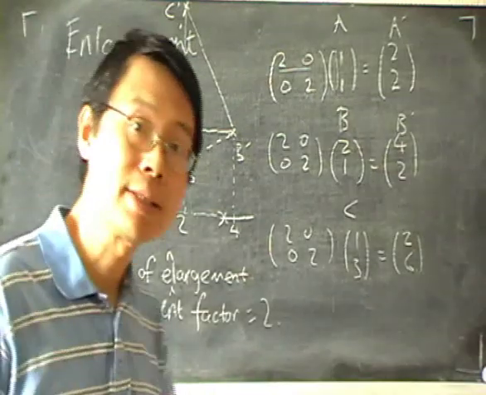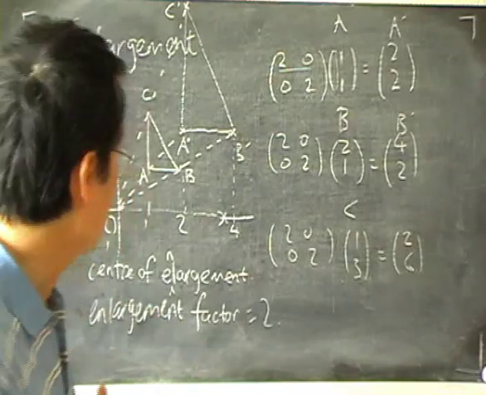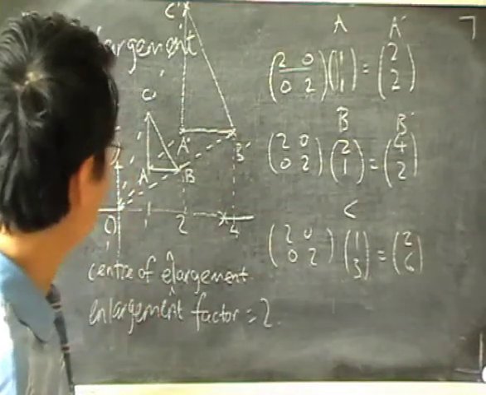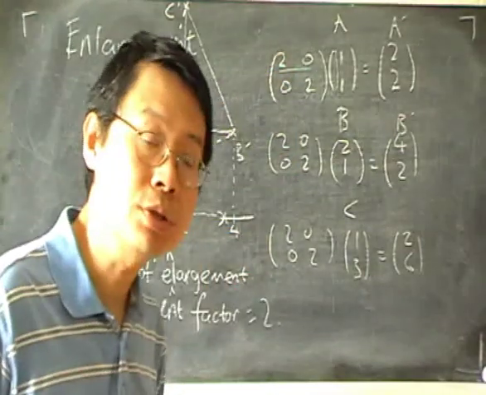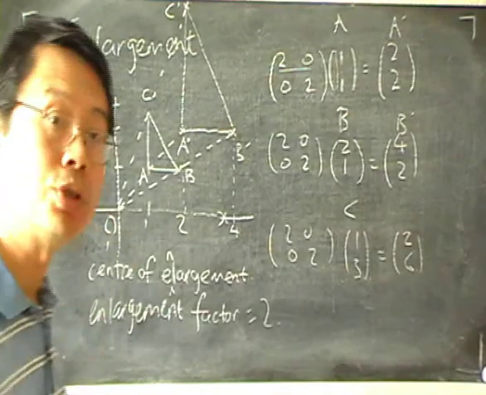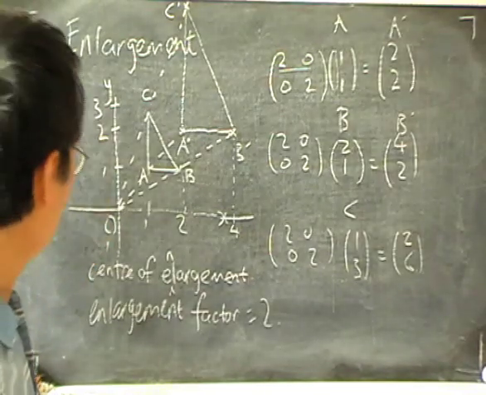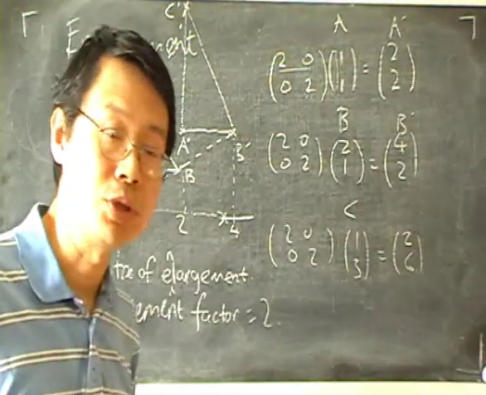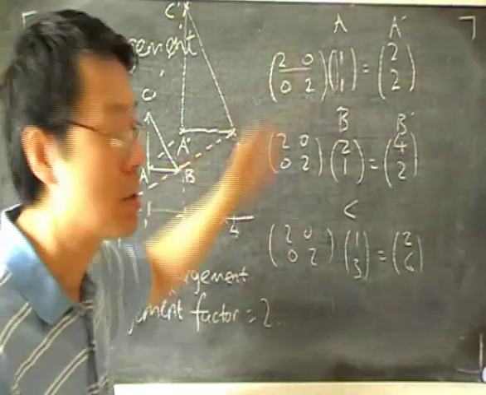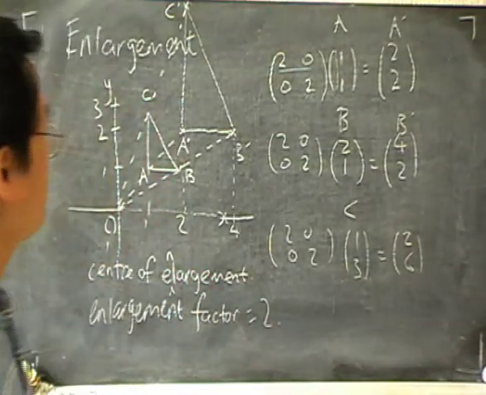So we'll look at that later in some examples, but for now I would just mention that it is important to remember that you can only do an enlargement using matrix multiplication for the very special case in which the center of enlargement is at the origin. If the center of enlargement is at a point different from the origin, then you cannot find the answer by doing a simple matrix multiplication.